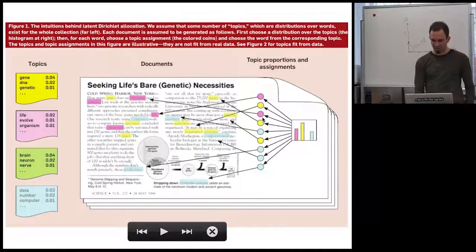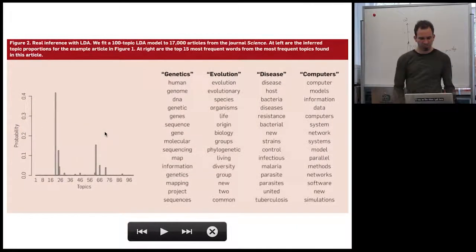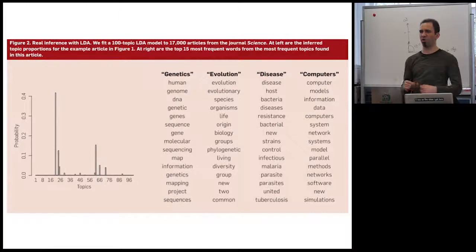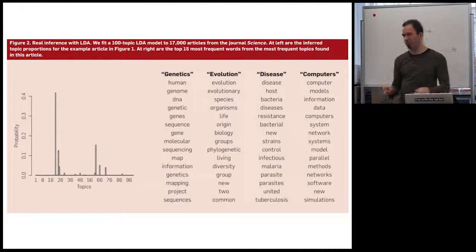And then for each word, we pick a topic, we choose one, and then for that topic, we pick a word. Here's another example of the same thing. These words in quotes, the computer didn't make that. That's just a human trying to summarize what that topic is. Now, remember, all that the computer is doing is looking at patterns of words that appear together.